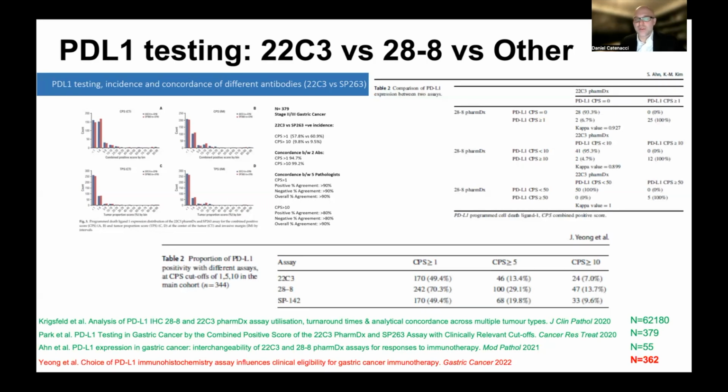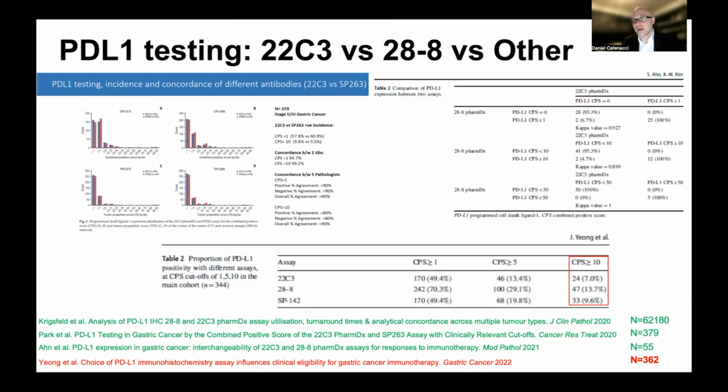And when you read between the lines, though, what I take from all of these studies that have come out, of which there are a number in the last few years, is that when you look at the highest cutoff of 10 or higher, the concordance rate of positivity is very good. And the real discordance, if there's going to be any, is usually at lower cutoff levels.